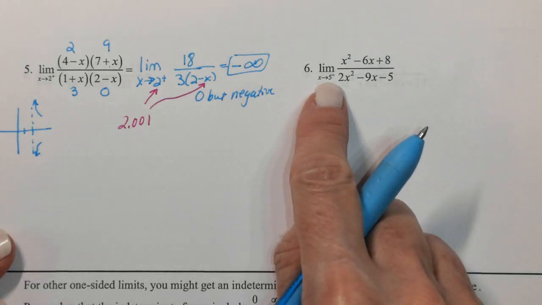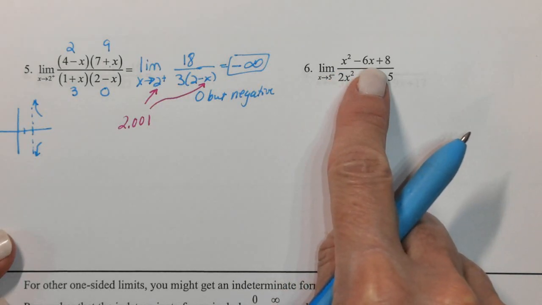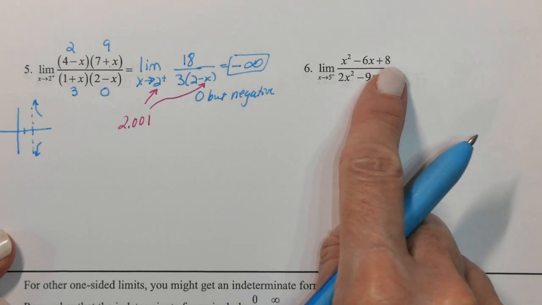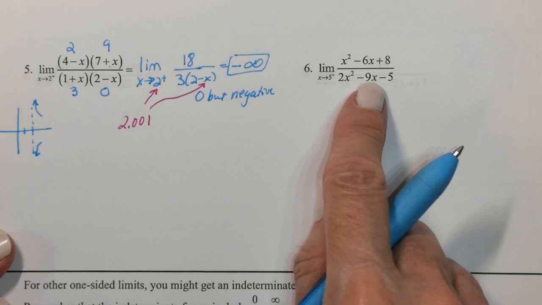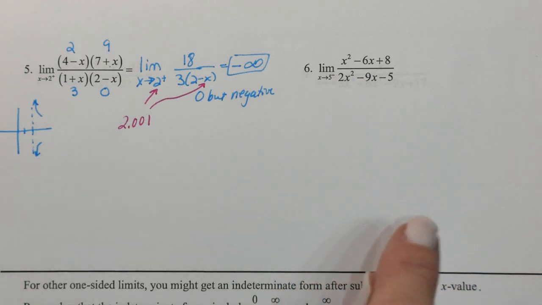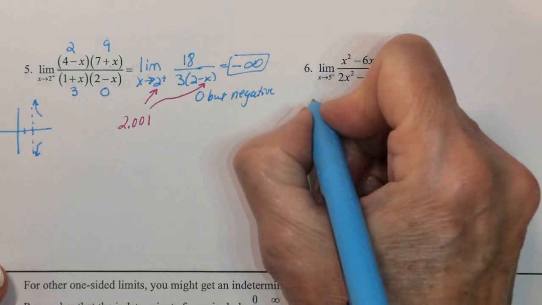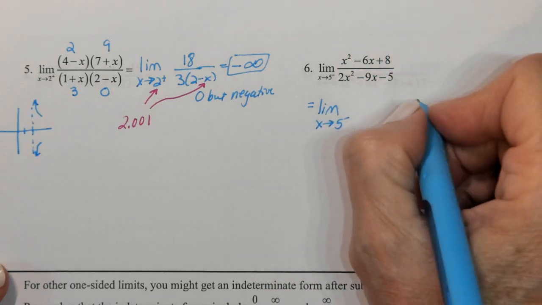If I put a 5 in for x, 25 minus 30 plus 8. 25 minus 30 plus 8 is positive, right? On the bottom, 2 times 25 is 50, minus 45 minus 50, that's a 0 on the bottom. Took me a second, but I figured out that there's a number on top and a 0 on the bottom. So I'm going to factor this first.